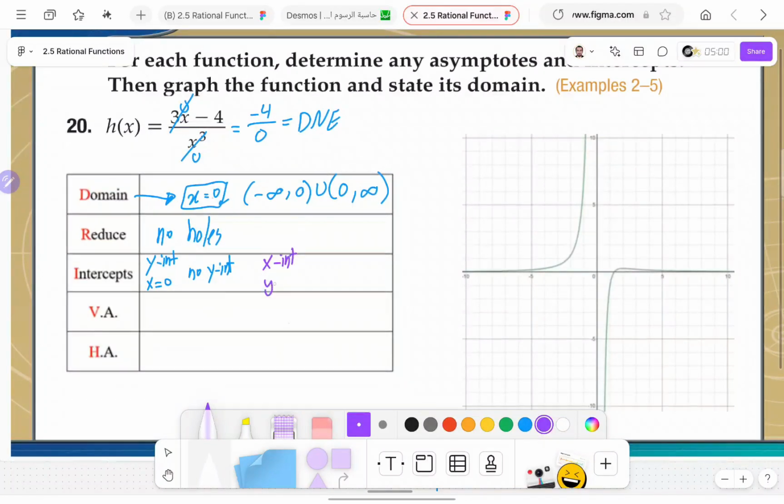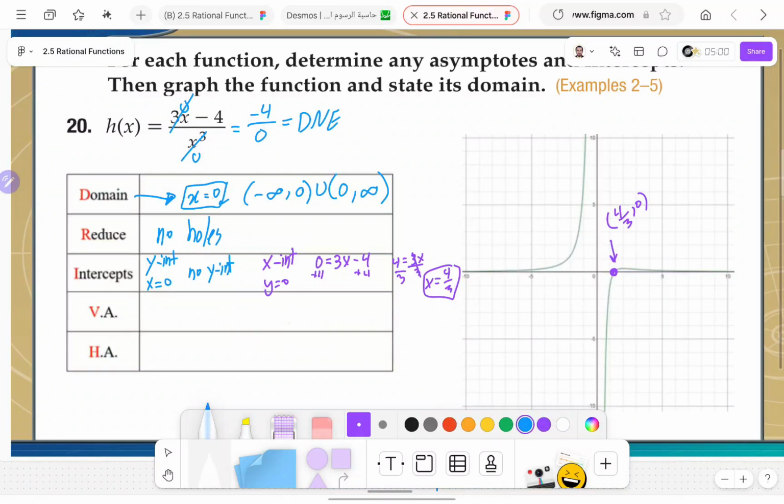Now, the next one is to find the x-intercept. To find the x-intercept, I need to set y equals 0. So if I take only the numerator equal to 0, it will be 0 equals 3x minus 4. Now to find this one, we need to add 4 to both sides. So it becomes 4 equals 3x, divided by 3, divided by 3. So x equals 4 over 3. Now, if I need to tell you where 4 over 3 is on the x-axis, it should be here. As you can see, this is the point 4 over 3, 0. So as you can see, no y-intercept, but there is one x-intercept represented on the graph here.